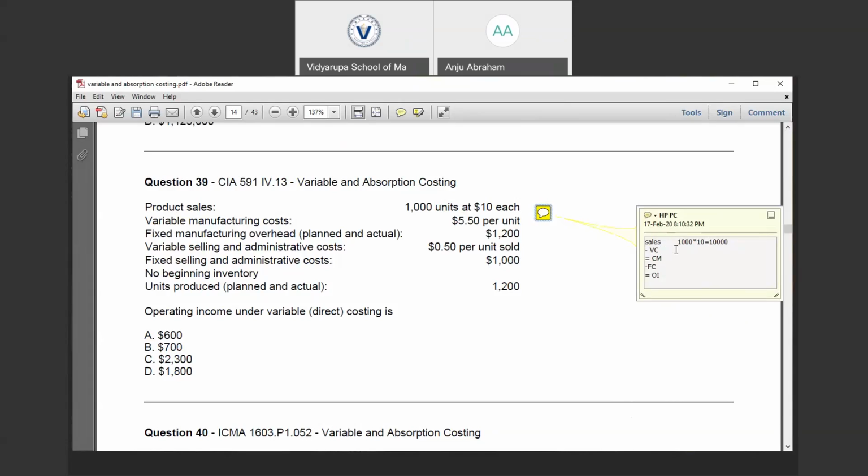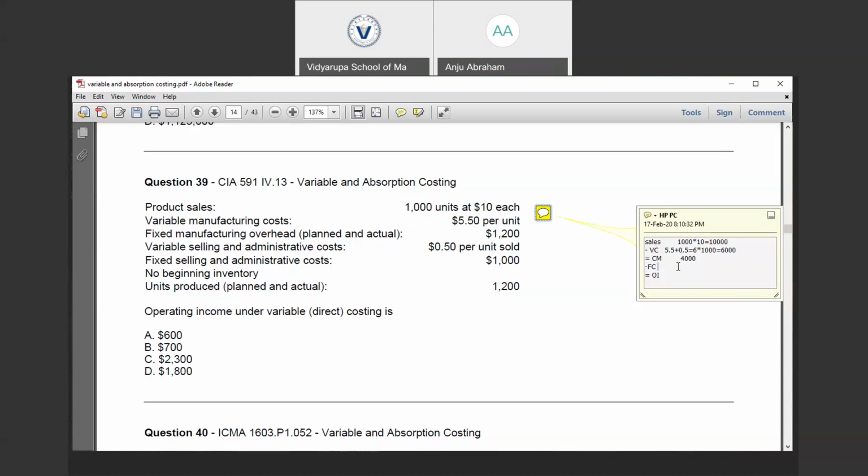Variable manufacturing cost is 5.5 per unit, and variable selling and administrative cost is 0.5 per unit, and no other variable cost details are provided to us. So the total variable cost equals 5.5 plus 0.5, which is 6, into the unit sales of 1000, which is going to be 6,000. So what is the contribution margin? 10,000 minus 6,000, 4,000.